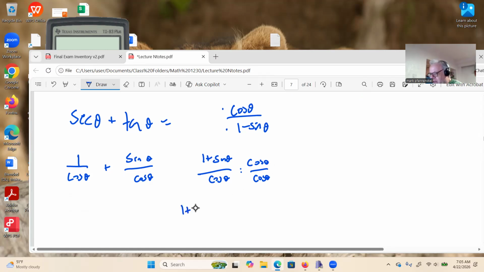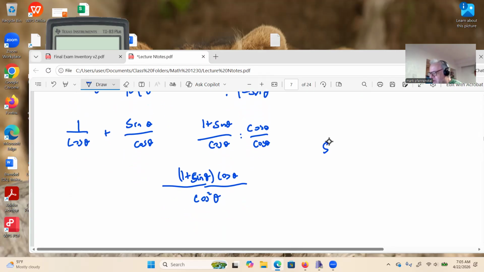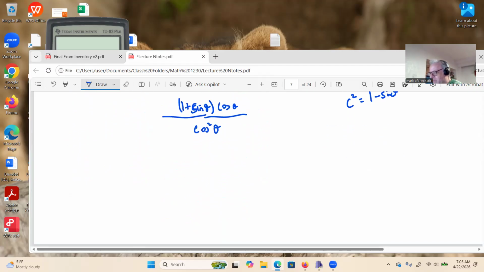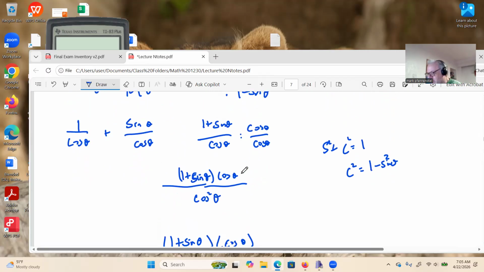So we have 1 plus sine theta times cosine theta, divided by cosine squared theta. Well, we know that sine squared plus cosine squared is equal to 1. Therefore, cosine squared must be equal to 1 minus sine squared theta. So we're going to break this cosine down, and we have 1 plus sine theta times cosine theta. There are other ways to do all of these, by the way. Just because I did it this way doesn't mean you have to.